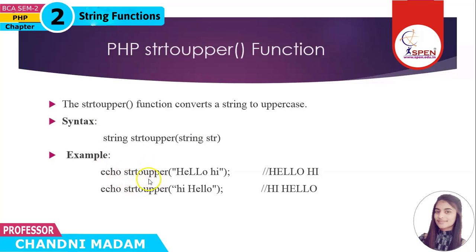Here is an example of strtoupper. We will pass hello and hi. So some characters are small and some characters are capital. So this function converts all characters to uppercase. Here you can see the output of strtoupper. Here we will pass hi and hello. So all characters are converted to uppercase.